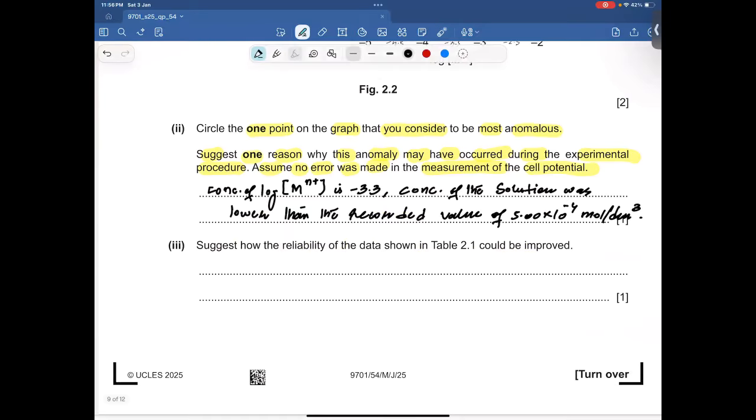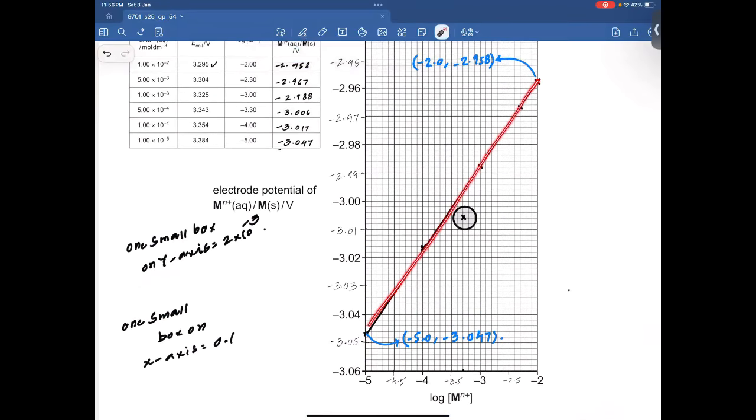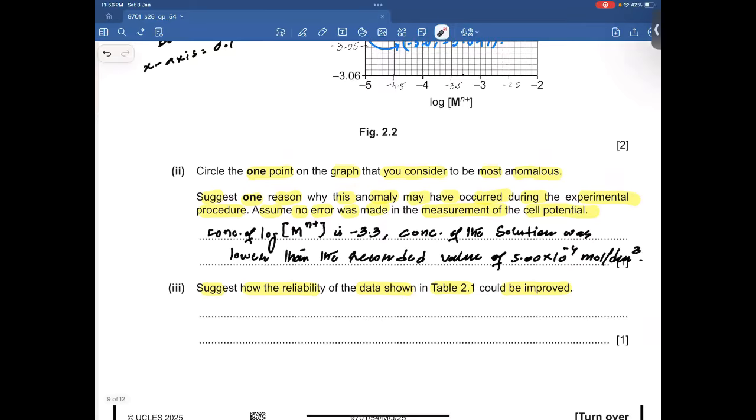Suggest how the reliability of the data shown in table 2.1 can be improved. The reliability of the data. Most of the points lie on the line of best fit. So it's reliable data.